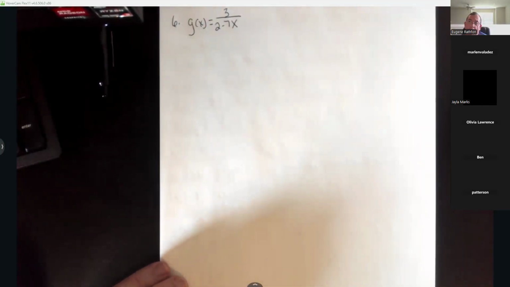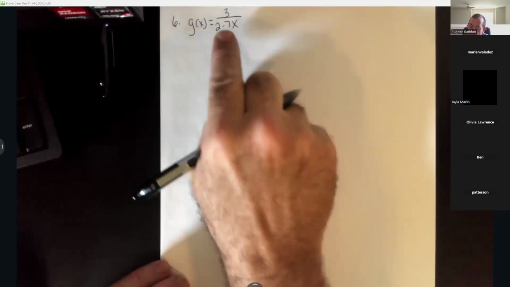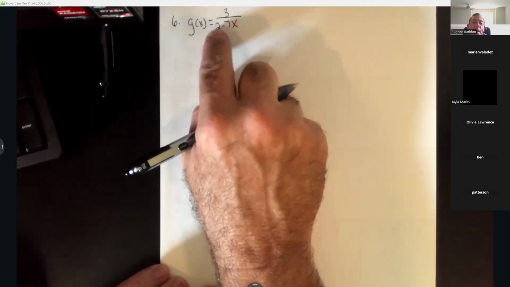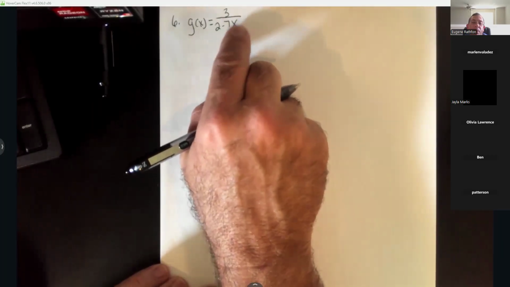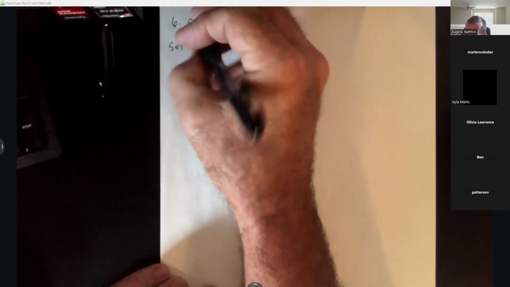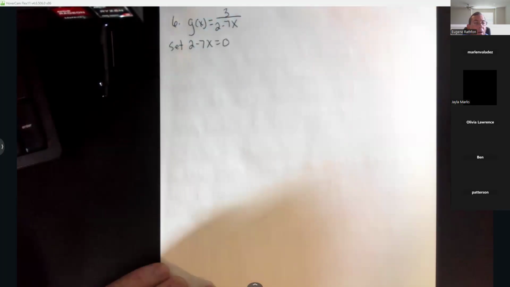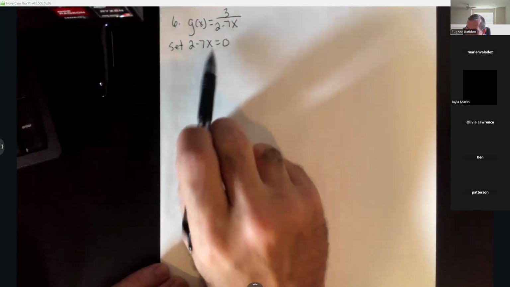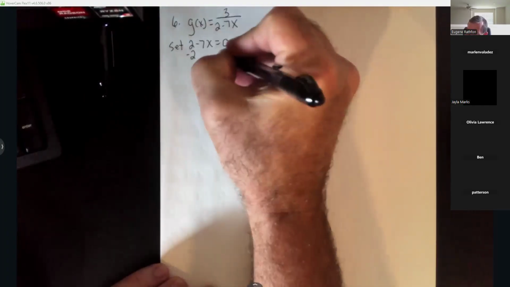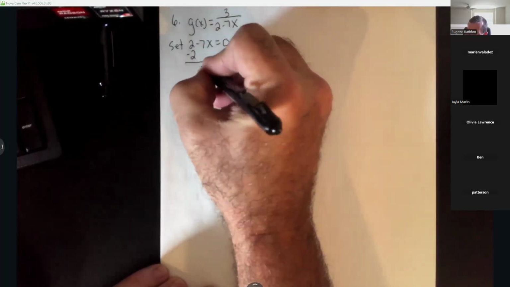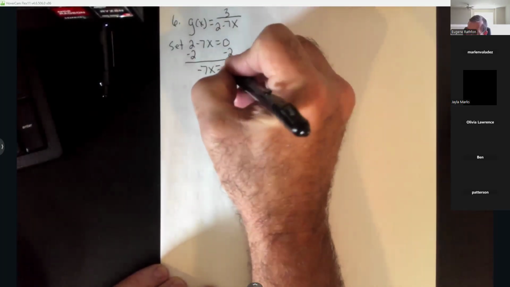So you knew they're going to give me more than one fraction on these, right? So here's my second fraction. It's possible that that denominator could equal 0 because there's a variable right there. So once again, we're going to set that denominator 2 minus 7x equal to 0 and then solve this. On this one, we're going to move the 2 over by subtracting. So those 2's cancel. I get negative 7x equals negative 2.